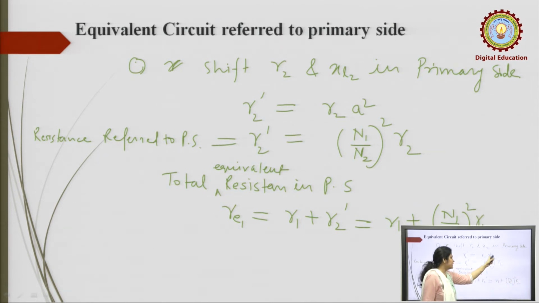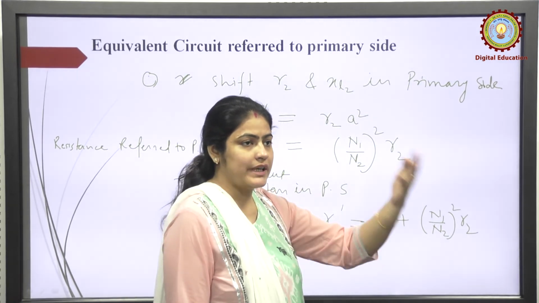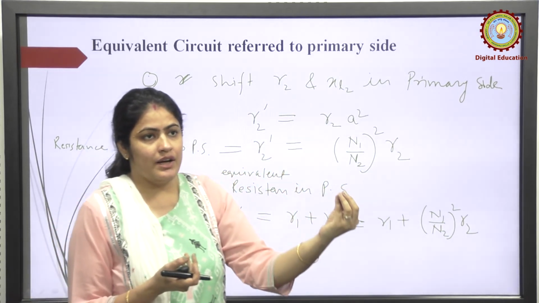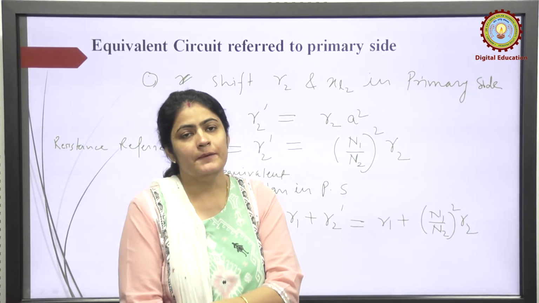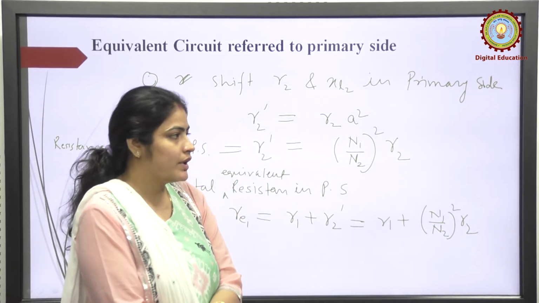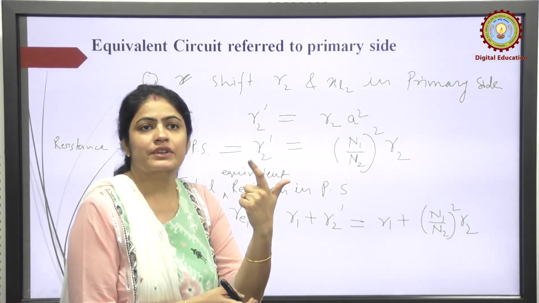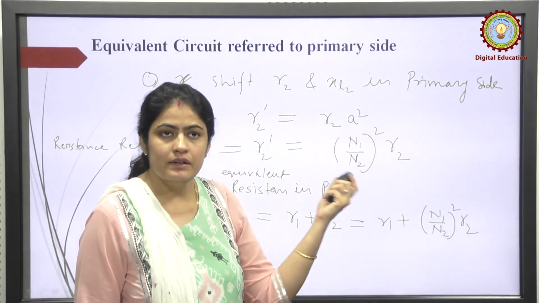This you have already seen in the previous lecture: if you want to transfer any impedance, resistance or leakage reactance to the primary side, you multiply by the square of the turn ratio, and if you transfer to the secondary side, you multiply by 1 upon A square. From primary to secondary, multiply by N2 by N1 whole square, and from secondary to primary, multiply by N1 by N2 whole square. Voltage is transferred with the same ratio, and current is transferred with the reverse turn ratio.